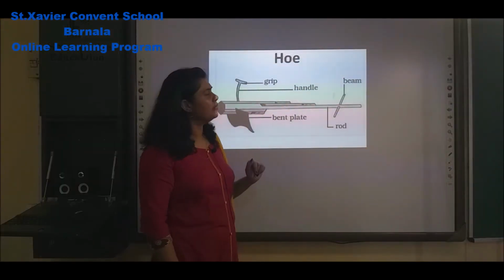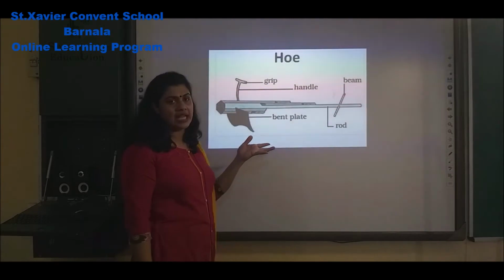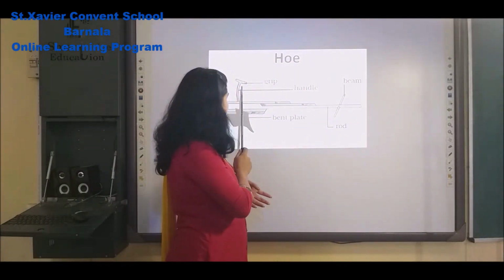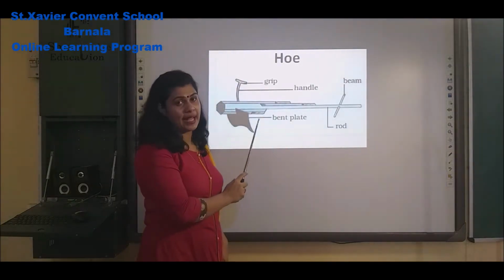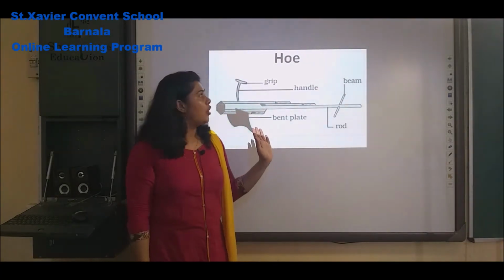Next is the hoe. This is a simple tool used for removing weeds and for loosening the soil. In this figure you can see the rod, beam, handle, grip and a bent plate. This will work like a blade. So in ancient days we also used the hoe.